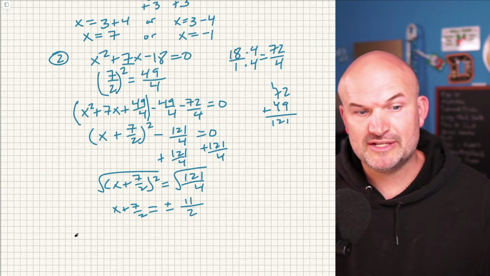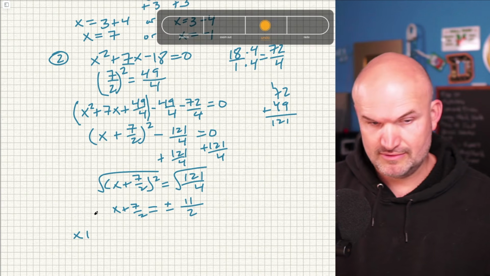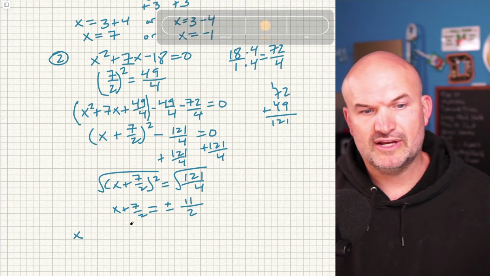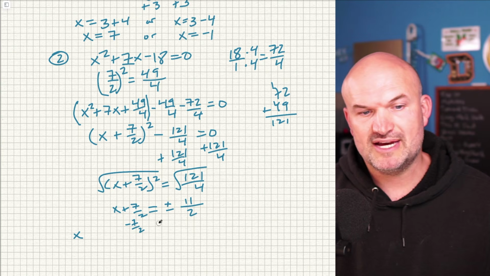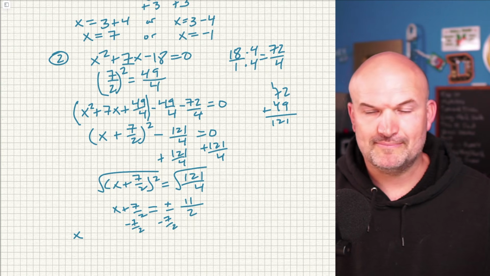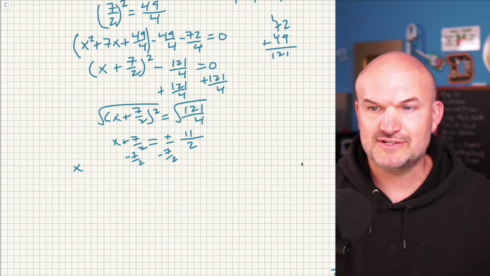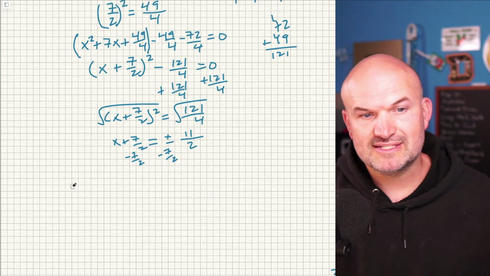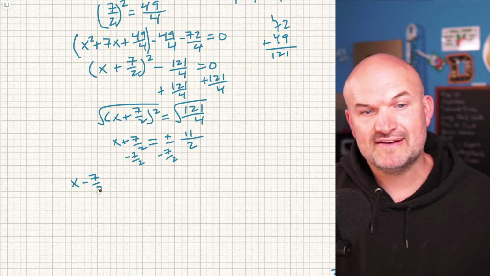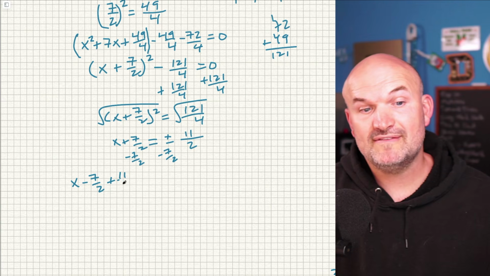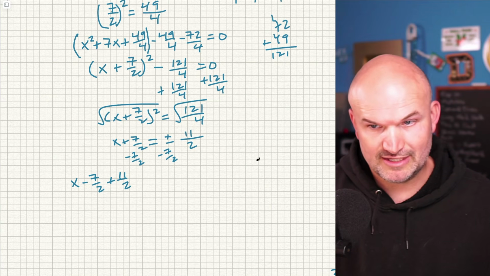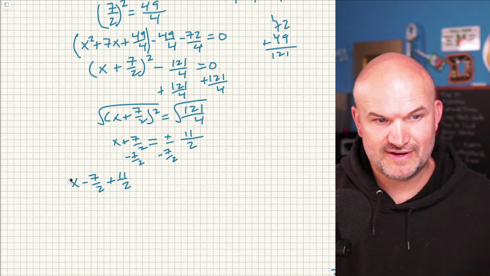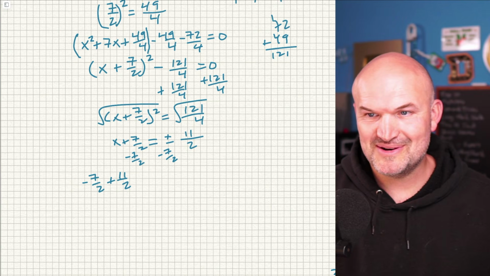All right, so now I have my two answers. So I have x, oops, forgot. You've got to subtract 7/2 from both sides. Okay, so now I can do my two answers. Let me not get ahead of myself. So now I can say x minus 7/2 plus 11/2, or x equals, now I'm starting to go a little too fast. So slow down, Mr. McLogan.